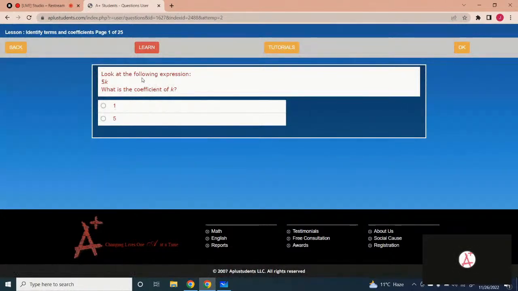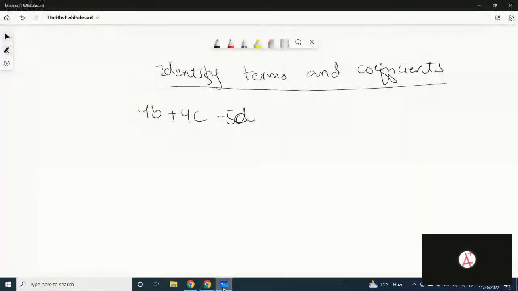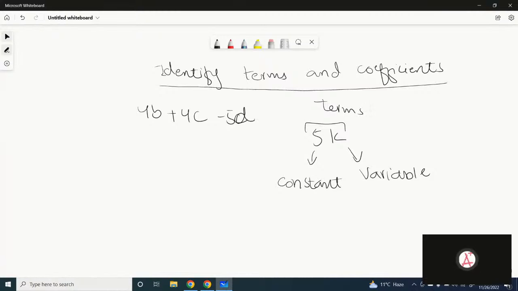Okay, look at the following expression: 5k. Let me just explain. 5 is a constant and k is a variable. Got it? Any term like a, b, x, y, they all are variables. So whenever you have a variable and a constant together, they make a value, that is a term. Together 5k make a term. Got it? But when you talk about them separately, 5 is the constant, or either you can say coefficient.